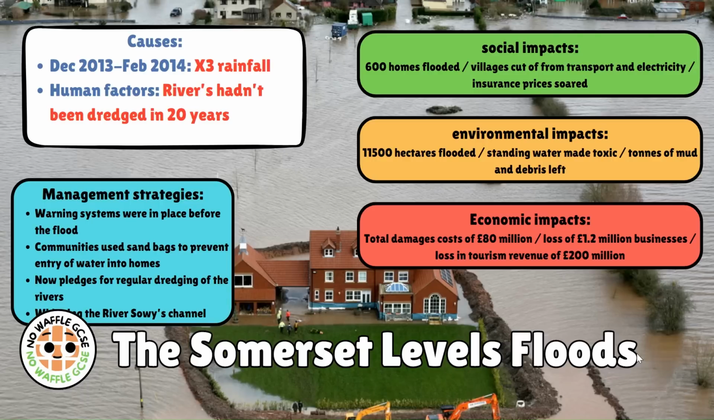And finally, looking at the management strategies. So, warning systems were put in place before the flood. Communities were using sandbags to prevent entry of water into homes, and this was actually quite an effective measure. There were new pledges for regular dredging of the rivers, and there was also the widening of the River Sowe's channel so that it could take in more water.